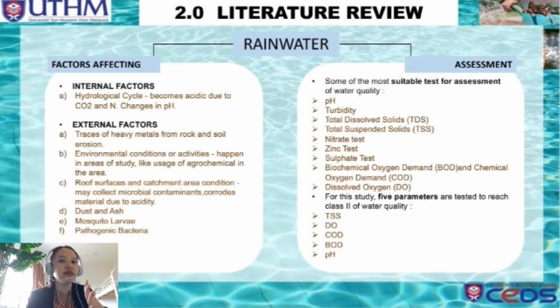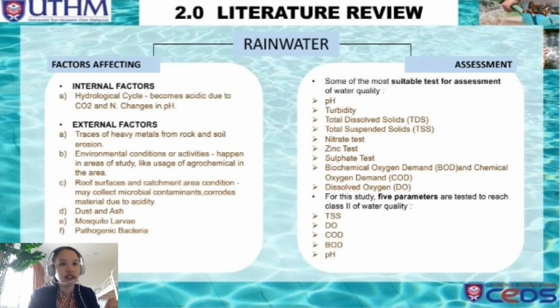Roof surface and catchment area condition will also be described as external factors of rainwater quality, because rainwater might collect microbial contaminants or corrode the material due to its acidity. Next, the things that should not be taken lightly in external factors are pathogenic bacteria, dust and ash, and also mosquito larvae. Based on the assessment of rainwater, there are a few suitable tests.